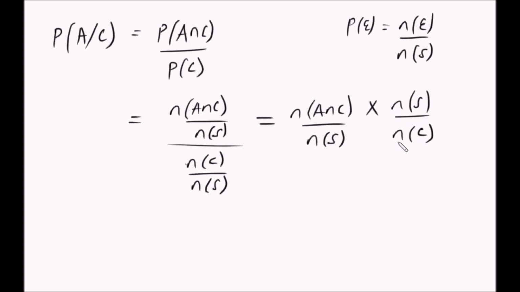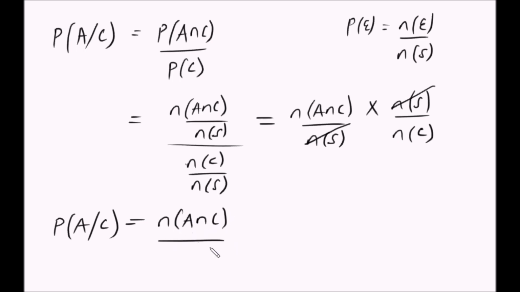I think we can divide fractions. This is form 1 now. So if you take the top one divided by this one, the sample space and sample space cancel out. So the probability of A given C is N(A intersection C) over N(C). So let's find those.